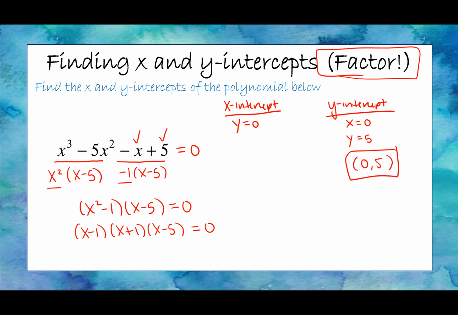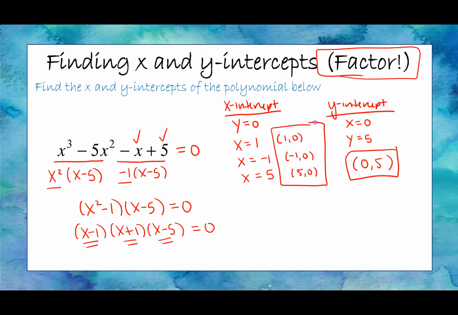So our answers here are going to be x equals 1 from this one, x equals negative 1 from this one, and x equals 5. And I'm totally fine with you leaving your answers as this, but you could also say that your answer is (1, 0), (negative 1, 0), and (5, 0). So here are your x-intercepts and here are your y-intercepts.